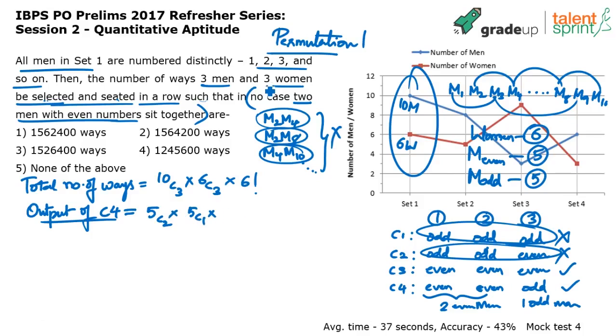3 women are needed, right? 3 men and 3 women. So 3 men have come. Now 3 women, out of how many women? 6 women, 6C3 ways. So this is the selection. The selection part is done. We have selected 2 even men, 1 odd man, and 3 women.